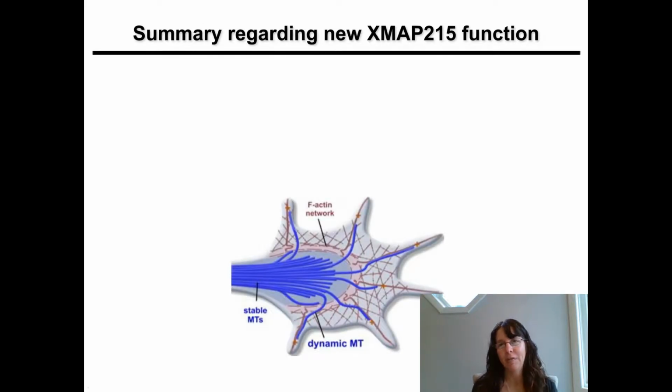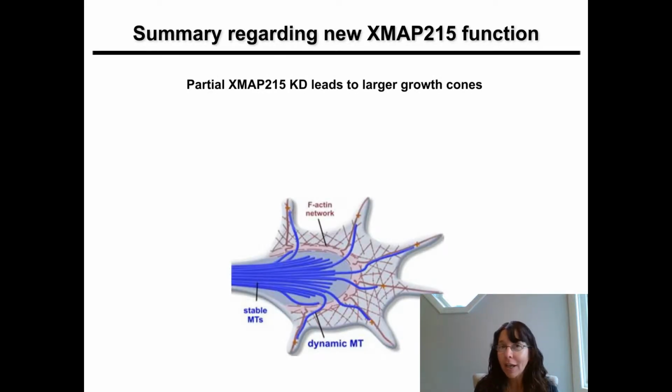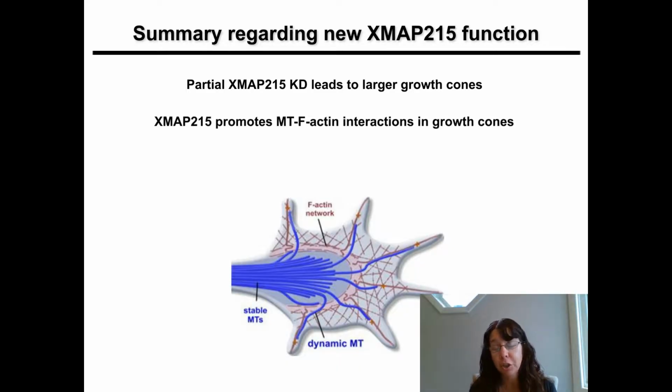So what I've shown you in terms of the new function for XMAP215, is that partial XMAP215 knockdown leads to larger growth cones. And to be honest, we still don't understand why the growth cones are larger. Okay, we need to look into that more deeply. But what this phenotype suggested for us is that F-actin could be playing a role. And so then we went further to determine that XMAP215 could promote microtubule F-actin in growth cones.